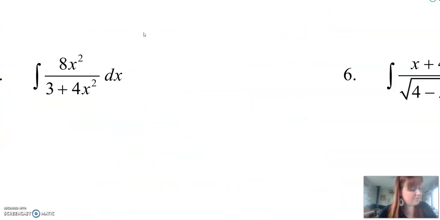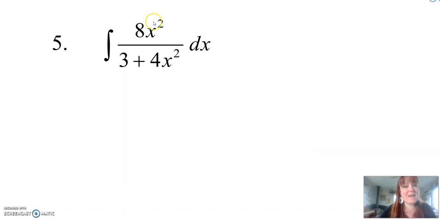So let's look at number 5. Again, we have an x on top, so this is not a trig substitution issue. This one, if you remember, when we have the same power on top and bottom, we have to use long division. I know you love it. It's so great. Okay, so let's do long division.